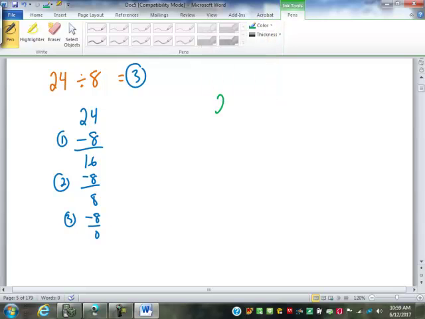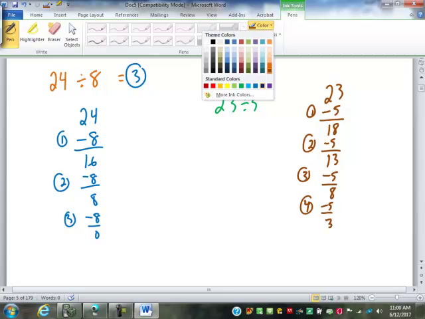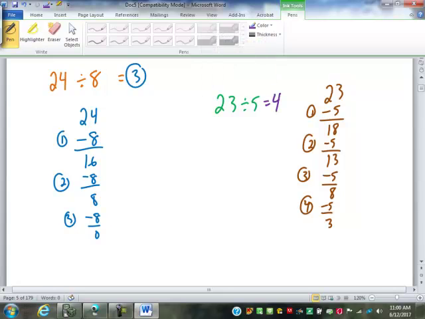I might have like 23 divided by 5. Well, I do 23 minus 5 is 18, that's once. 18 minus 5, 13, that's twice. 13 minus 5, 8, that's 3 times. 8 minus 5, 3, that's 4 times. Can I take 5 away again? No. So 23 divided by 5 is 4 with a remainder of 3.